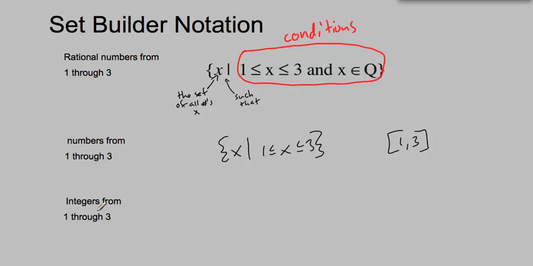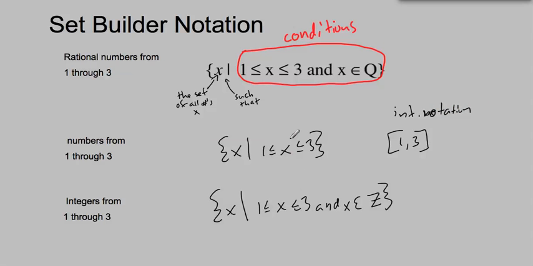Now let's look at integers from 1 through 3. Well, my setup's going to be similar, x such that 1 is less than or equal to x is less than or equal to 3. But I need to add another stipulation. I need to say and x is an element of, you remember the abbreviation for integers, x is an element of Z from the German Zahlen for number. And then I would close my brace. So I could write, that could be an interval notation. This is set builder notation.